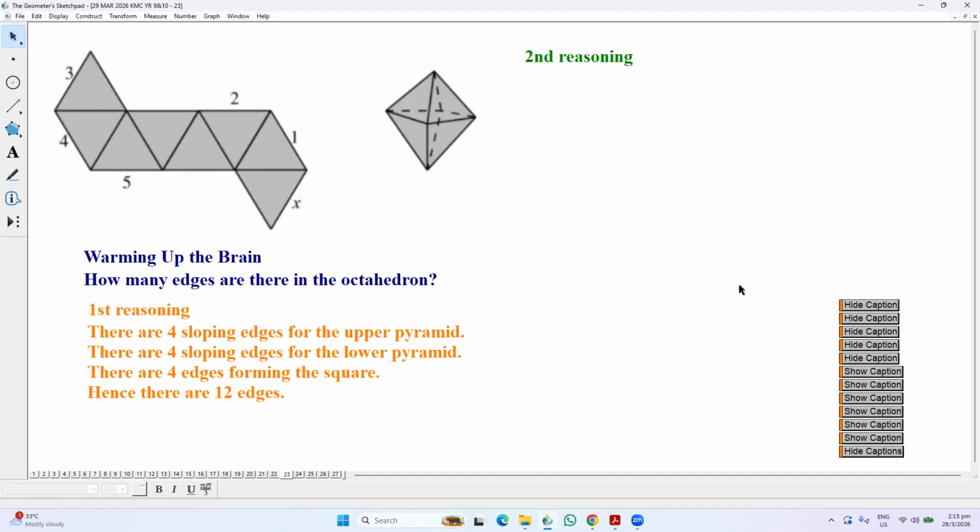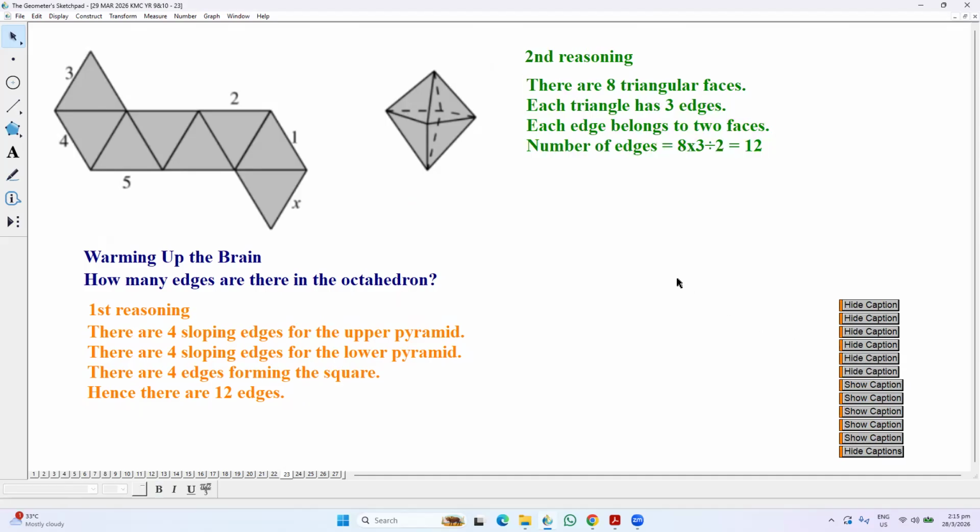Second reasoning, indirect counting. There are 8 triangular faces. Each triangle has 3 edges. So 8 times 3 will be 24 edges. But we know each edge belongs to 2 faces. If you look at an edge, there are 2 faces joining at the edge. So each edge belongs to 2 faces. So the number of edges is 8 times 3, 24, divided by 2, which is 12.